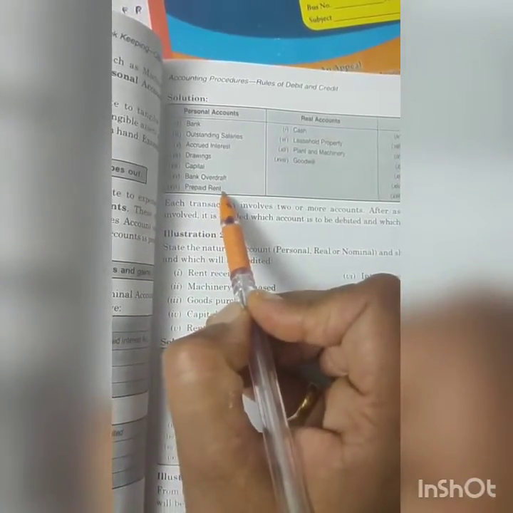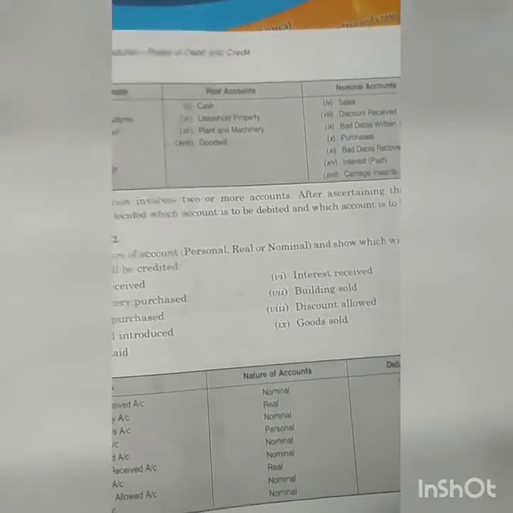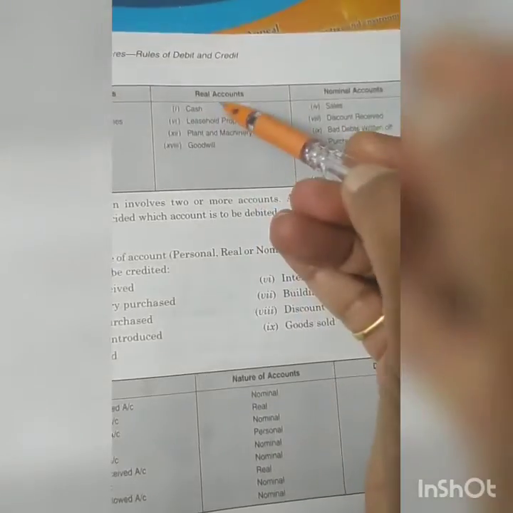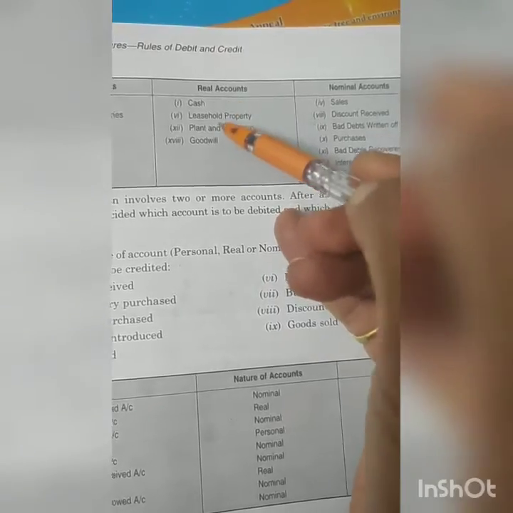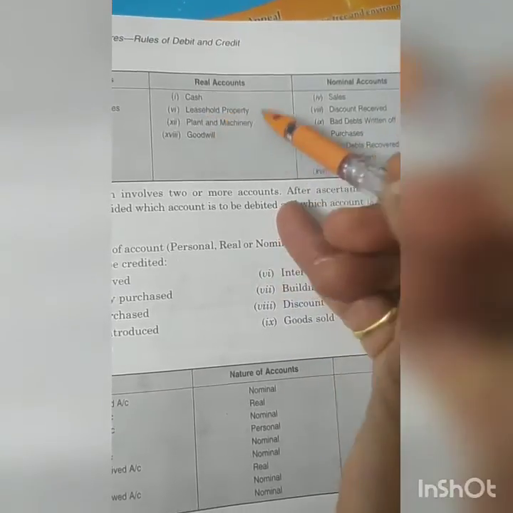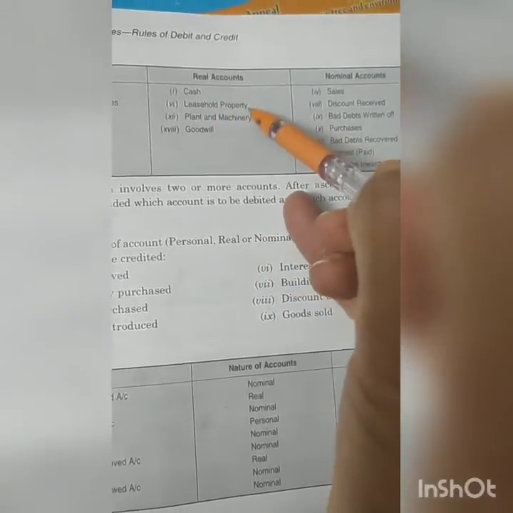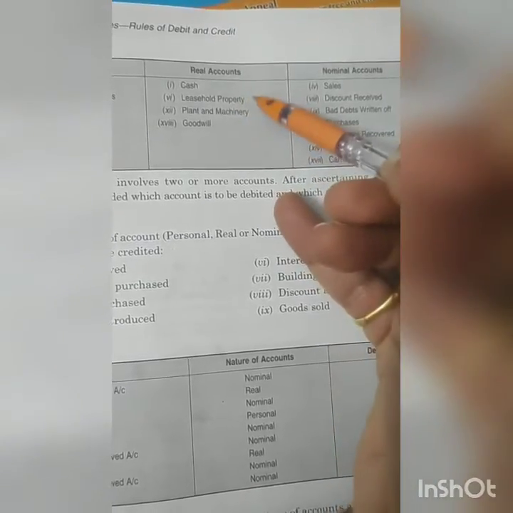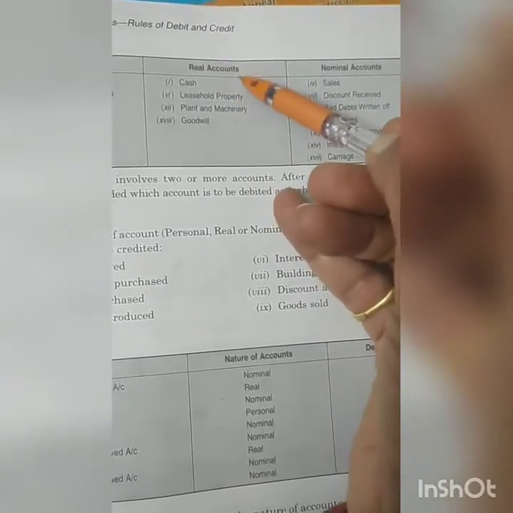Now prepaid rent. Again students, rent is your expenses and we have added this term prepaid. Okay. Prepaid means paying in advance. Fine. So this is your personal account. Fine. Now let's talk about this real account. Real account is your assets. Okay. So cash we have discussed. Cash is your assets. Leasehold property, this is the property which you have taken on the lease, and it's your property, of course, it's a part of assets, and assets come in the real account.